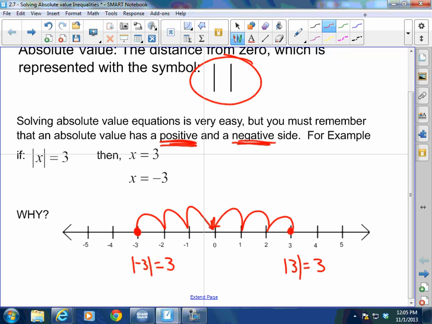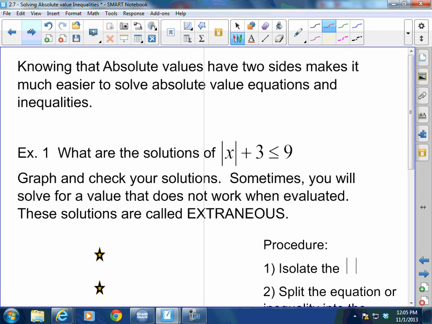So since the absolute value of negative 3 is 3 and the absolute value of 3 is 3, what can we conclude? Well, we can conclude that the answer to an absolute value is always positive because it's a distance, but it has a positive and a negative root behind that absolute value. So there's always a positive side and a negative side to this absolute value. Knowing that absolute values have two sides makes it much easier to solve absolute value equations and inequalities.